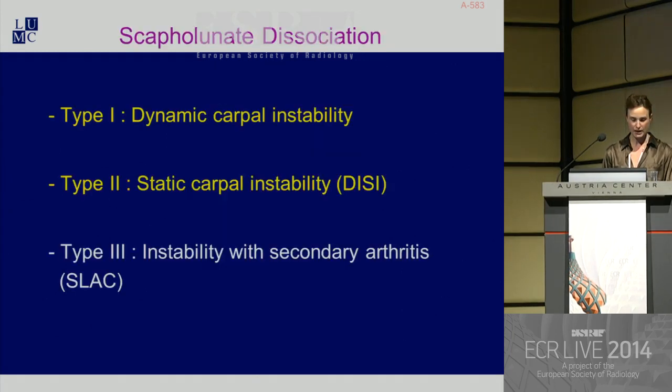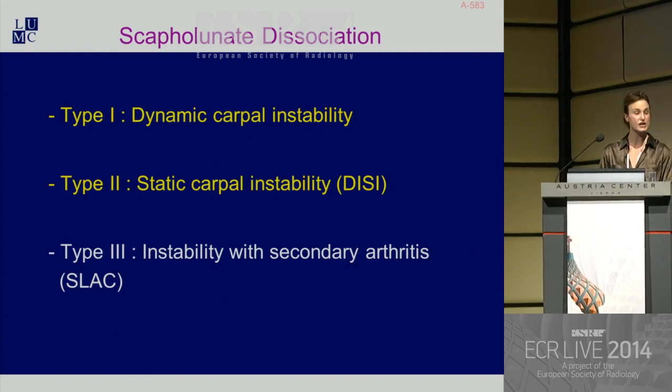When we have this rupture of the scapholunate ligament, we can classify it into three different types: type 1, type 2, and type 3. The type 1 and type 2 are more the acute versions of this scapholunate ligament injury, and the type 3 is the rupture of this ligament with associated arthrotic changes.